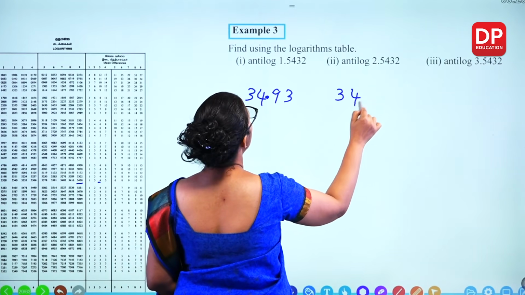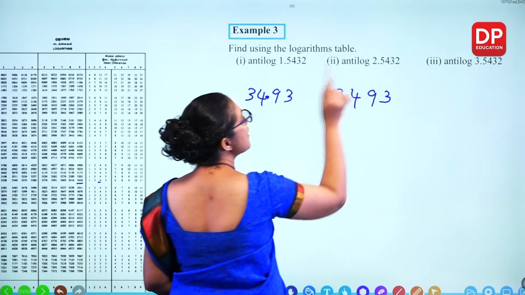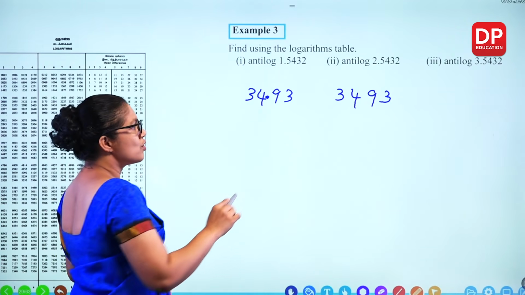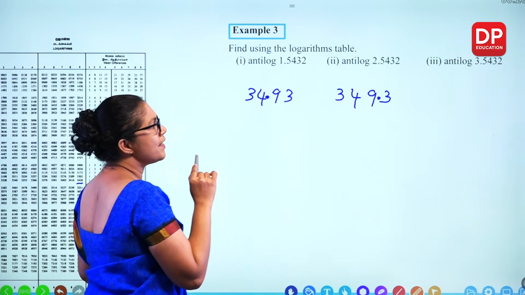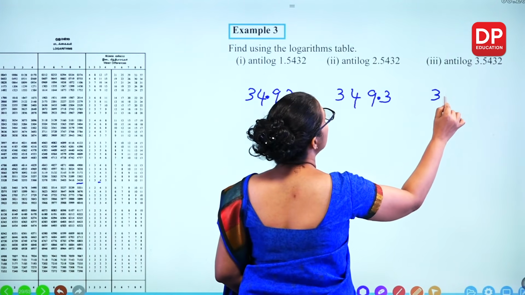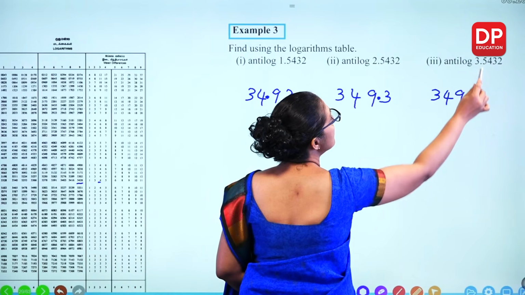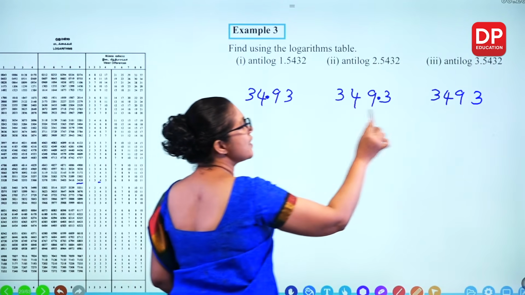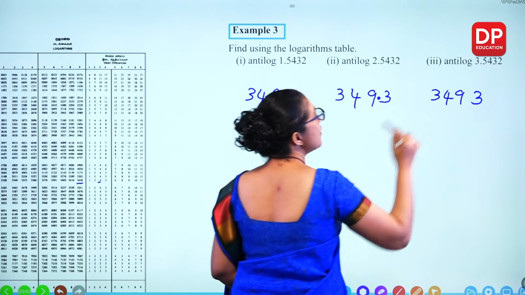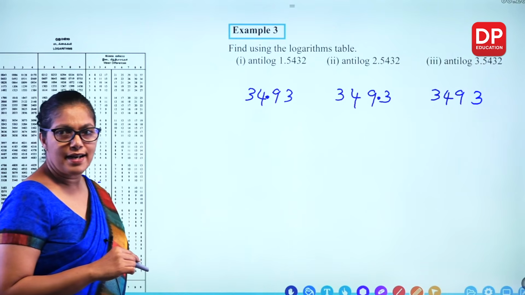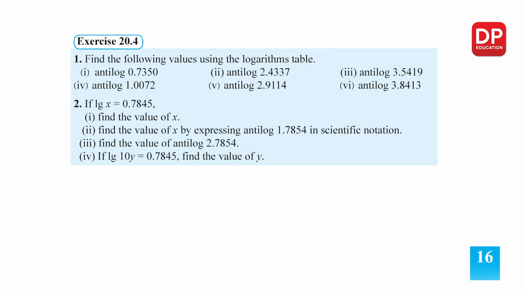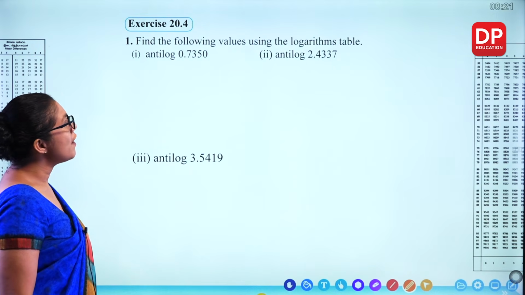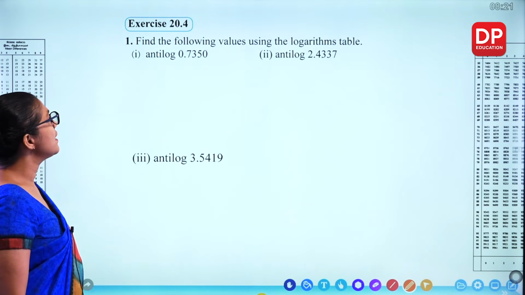This one, same mantissa value. You get 3493, but the characteristic is 2. 2 places to the right, 349.3. Same mantissa. Characteristic is 3. 1, 2, 3. So 3493.